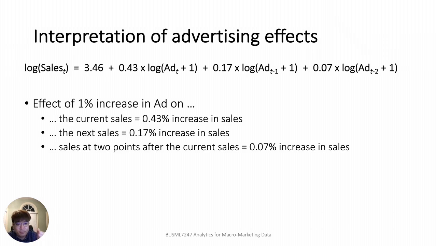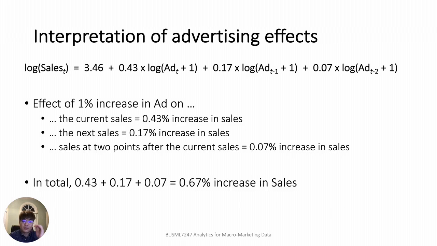So, the effect of a 1% increase in ad spending on the current sales is a 0.43% increase in sales. The effect on the next sales is a 0.17% increase in sales. And the effect on the sales 2 points after the current sales is a 0.07% increase in sales. Thus, to measure the entire effect of ad spending, all the effects over time must be accumulated.